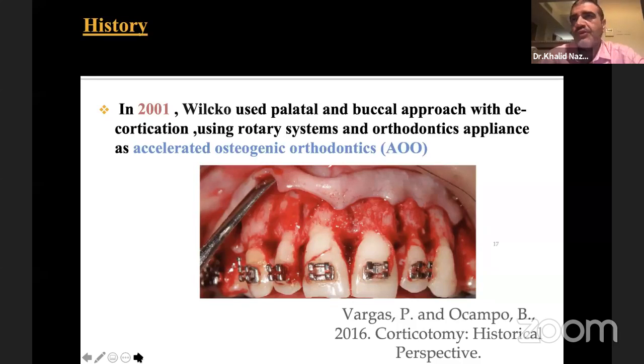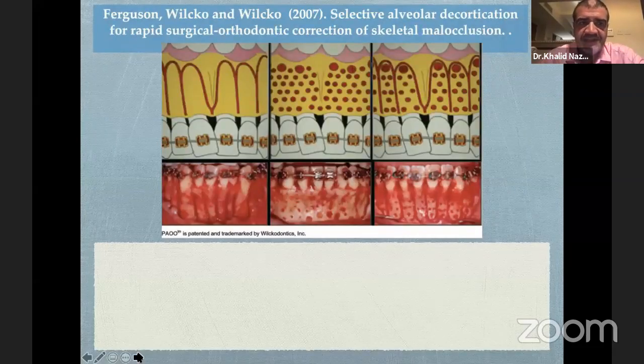The Wilcko brothers, one of them is a periodontist, and the other one is an orthodontist, were a pioneer team of the Wilckodontic decortication technique, which they called accelerated osteogenic orthodontics. And the concept is a combination of creating these perforation lines between the roots that penetrate the cortex and reach the cancellous bone, and then adding a bone graft to cover all of the created defects. Again, the technique has evolved.